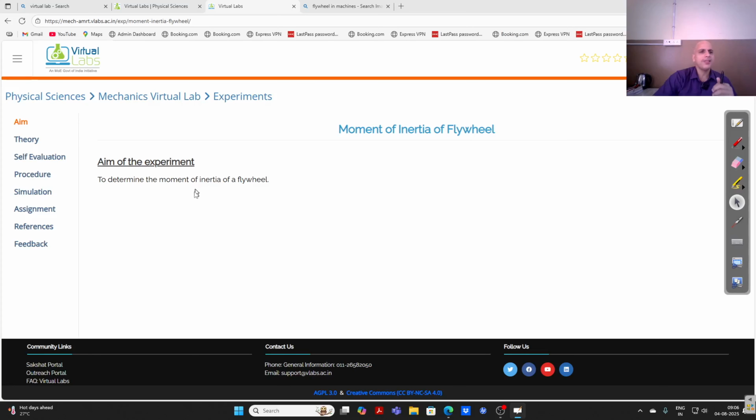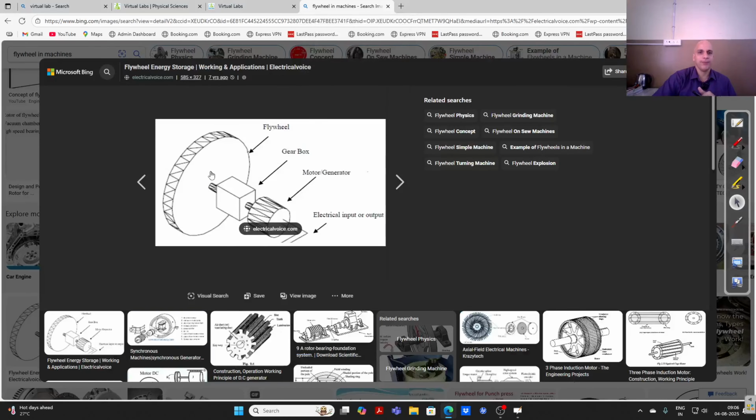Now flywheel is basically a device or an arrangement that is used for controlling or maintaining the speeds inside the different engines. I'm going to show you the pics of flywheels. You can see here, this is the flywheel. You must have seen flywheel in the different machines. What is the role of this flywheel in these machines?